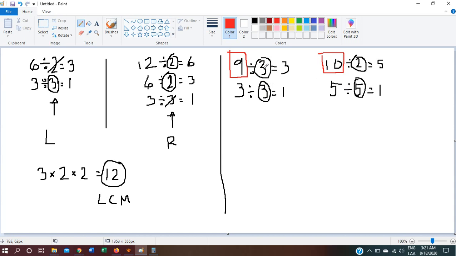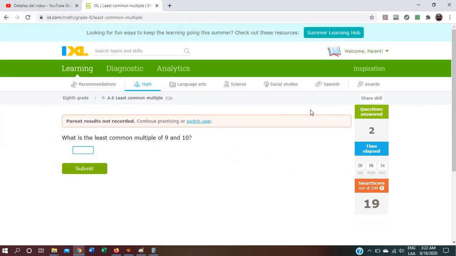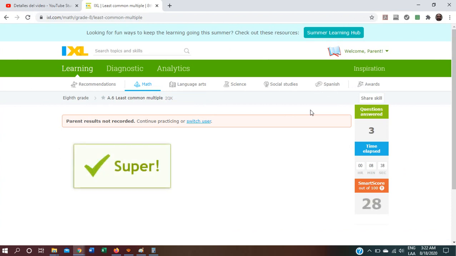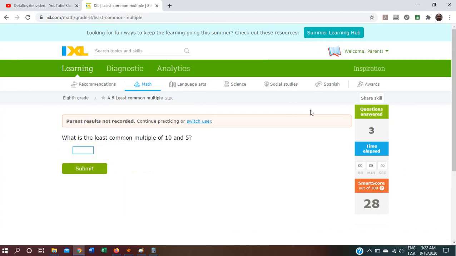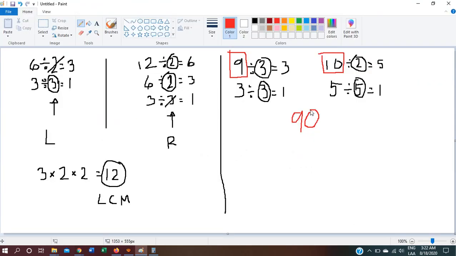So 3 times 3 equals 9. 9 times 2 equals 18. 18 times 5 equals 90. Or also 9 times 10 equals 90. And 90 is our answer. Okay? So we type 90, we submit it, and superb. Okay, what is the least common multiple of 10 and 5?